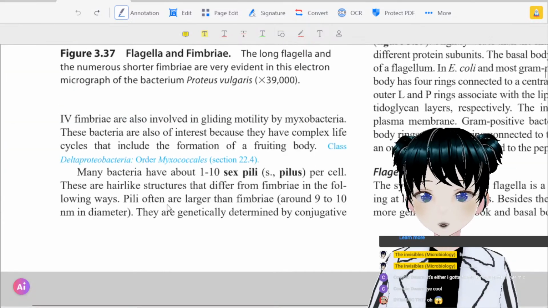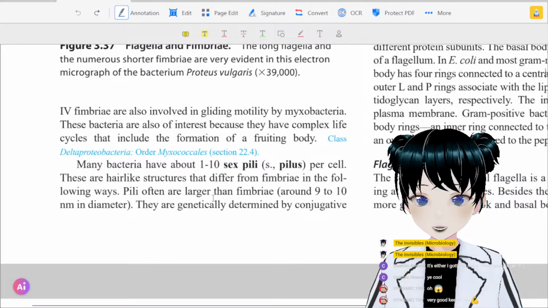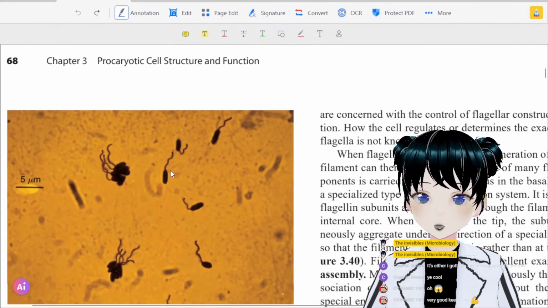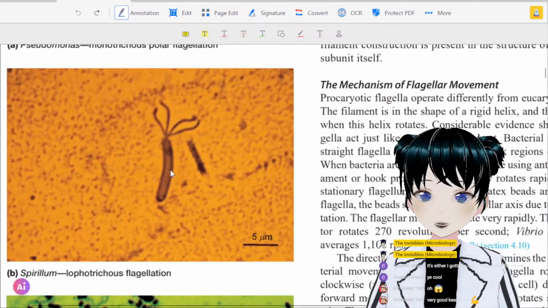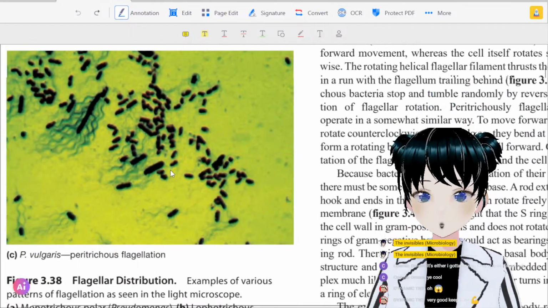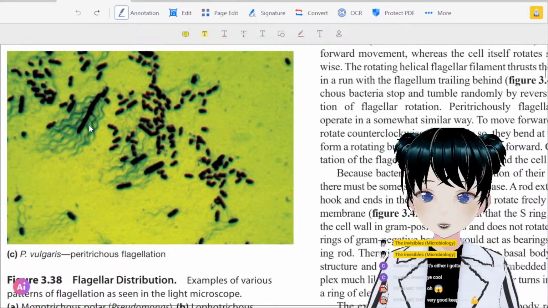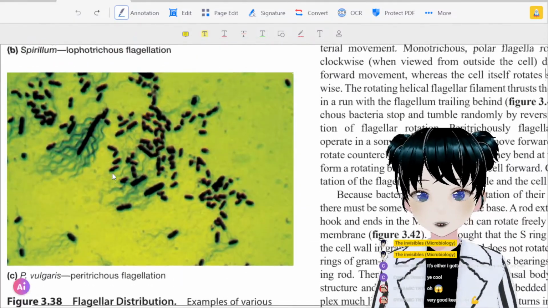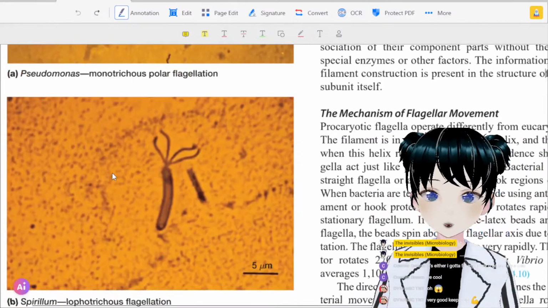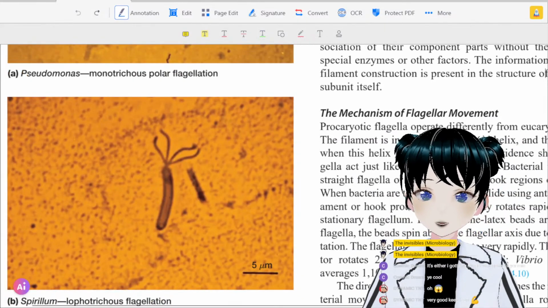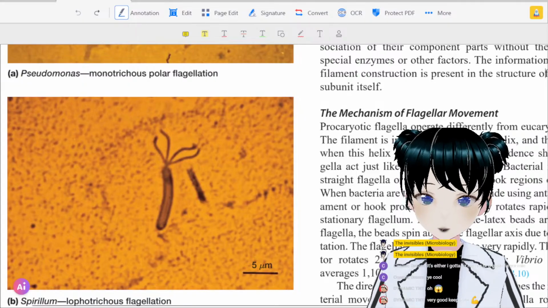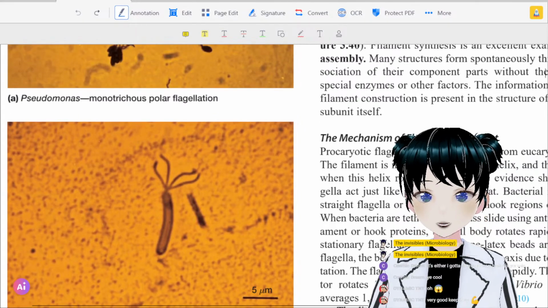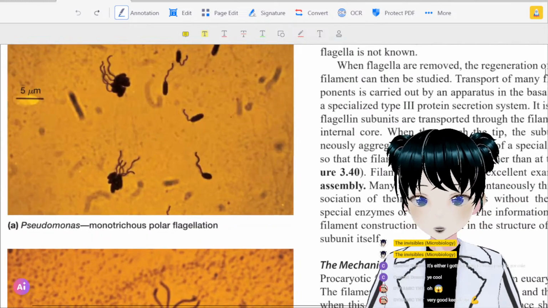Not Lophotrichus. And this is not the Peritrichus. Now this one is the polar flagellum. This one is the Lophotrichus. And what are these ones? These are the Peritrichus, because the flagella cover the whole bacteria's body. So you need to be able to differentiate between the flagella of different bacteria, because it also shows what kind of bacteria this is and what category it belongs to.